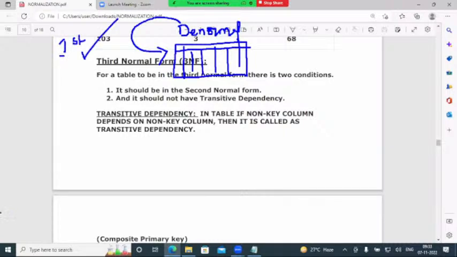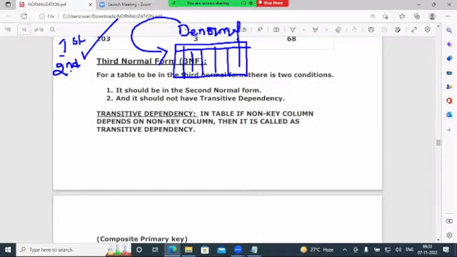Okay, next, what do I need to check on this table? Second normalization. As per the conditions of second normalization, your table should be satisfied in first normal form, and your table should not contain partial dependency. The first normal form is already satisfied.